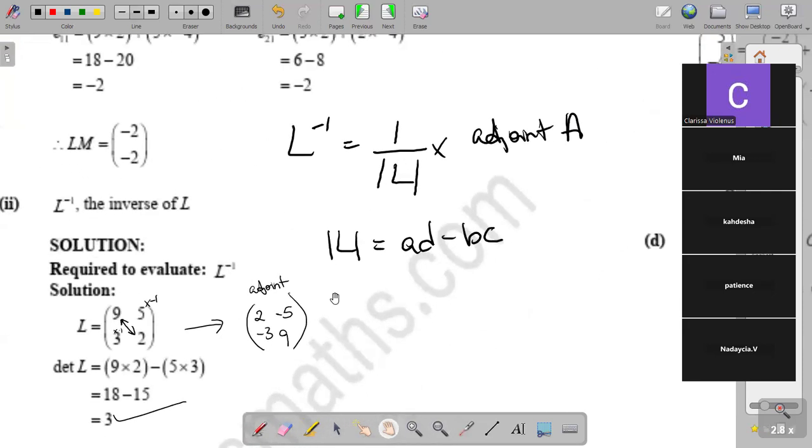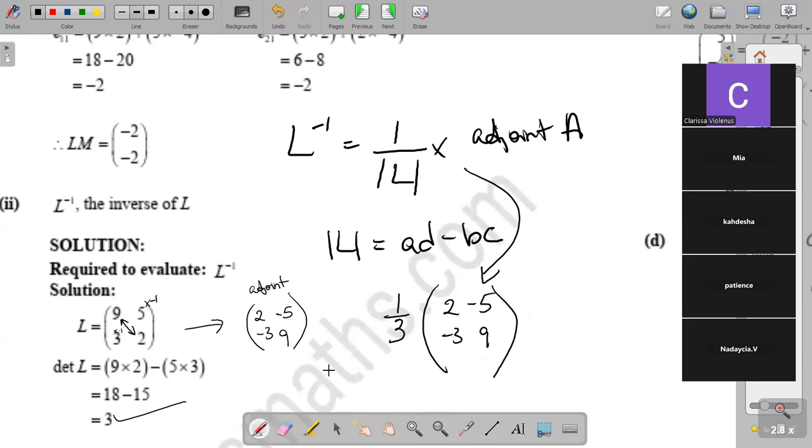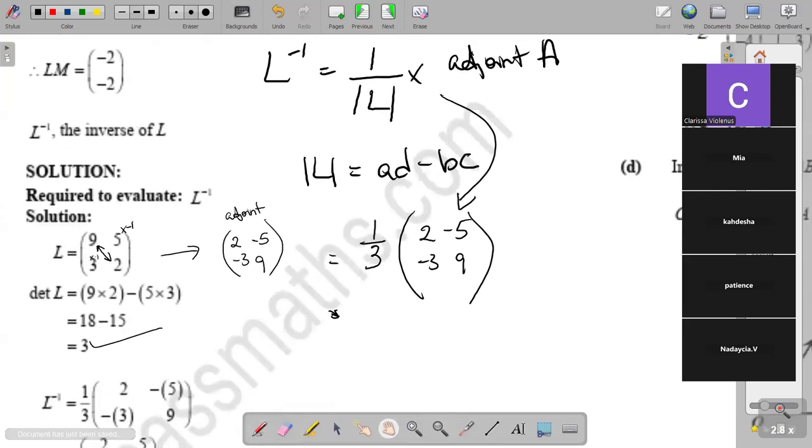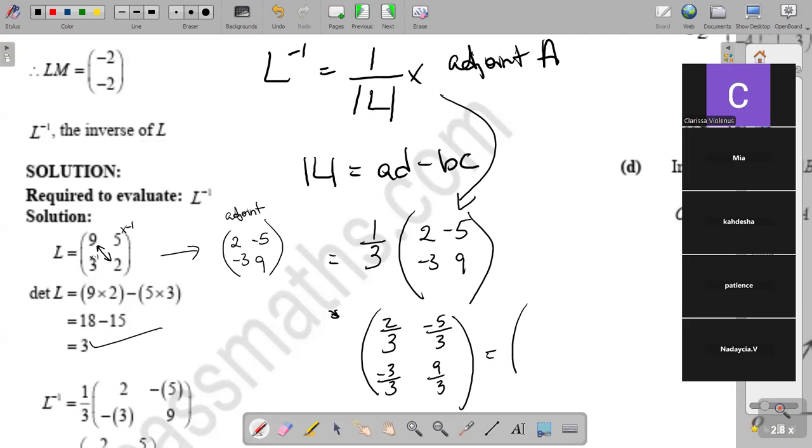So let's substitute into the formula. So there we go, we're substituting. That means that's 1/3 times the adjoint, which is 2, -5, -3, 9. Now, should I leave it like this? Because to be honest, you could work this out further. How do we work this out further? This will become 2/3, -5/3, -3/3, and 9/3. And this could be broken down more. So this would be 2/3, -5/3, this would be -1, and this would be 3.